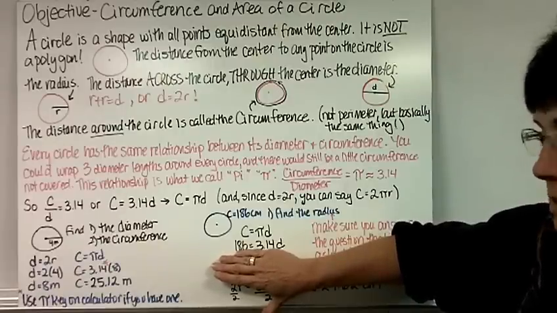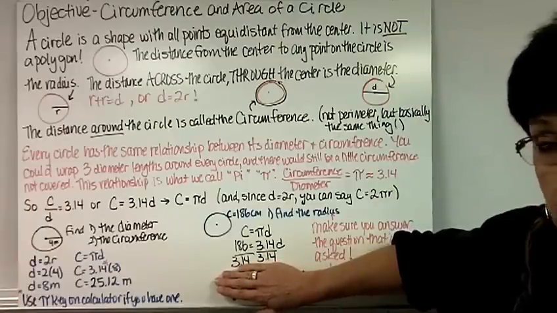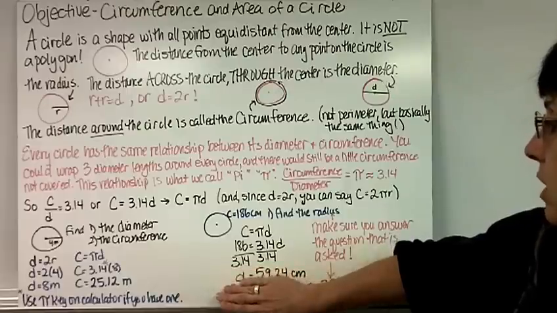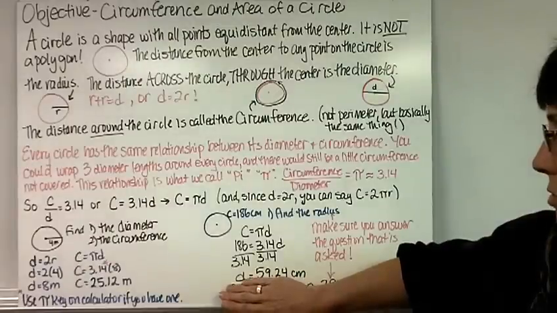Now, divide both sides by 3.14 to isolate the variable, or if you're using a calculator with the pi key, you would just do 186 divided by pi. And then you would get your diameter is 59.24 centimeters.